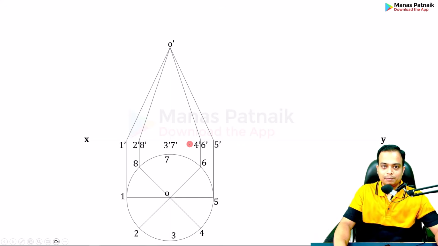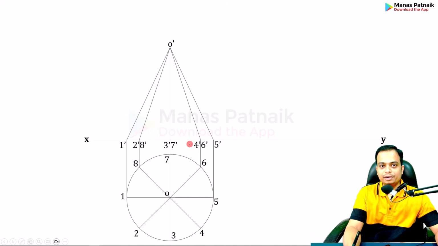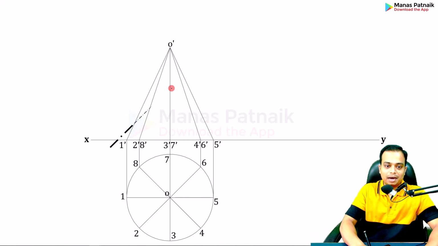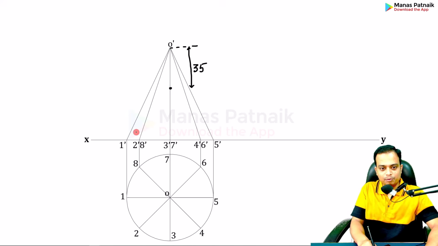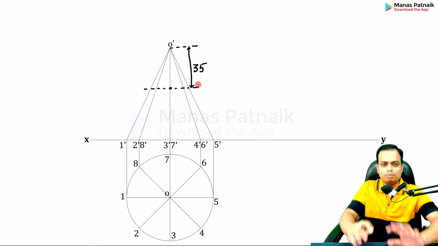Okay, sir. Now what? Pick your mini drafter or your roller scale. What you now need to do is mark a point. Yeah, sir. How far is this point? So this point essentially is at a distance of 35 millimeters below the apex. Have you marked this point? Yes, sir, we have. Okay, so you can make a reference line also. It should be very, very light.